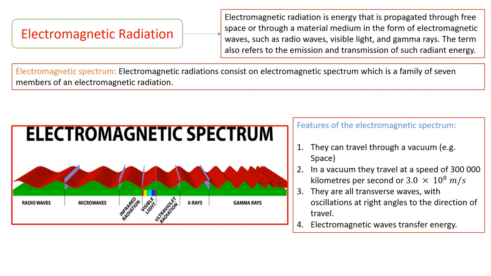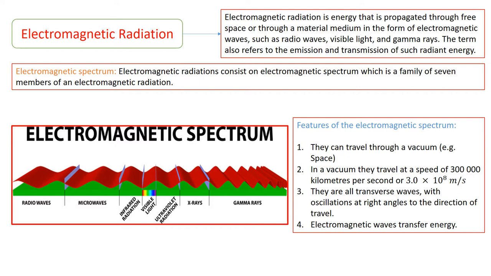The third point is that all the waves of the electromagnetic spectrum are transverse waves, because in all these waves the electric and magnetic fields are oscillating at right angles to the direction of travel. Now the fourth point is that electromagnetic waves always transfer energy from one point to another point. That's why we call electromagnetic radiation a form of radiant energy.